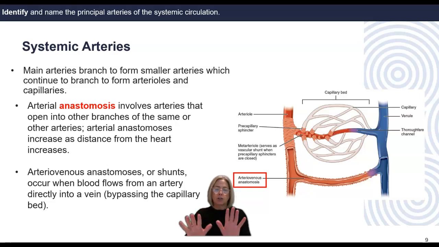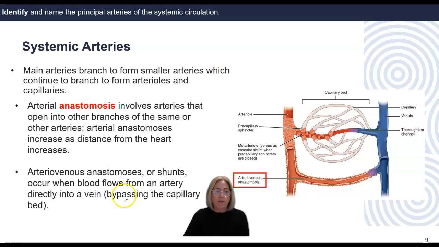So the main arteries, as you move away from the heart, branch and form smaller arteries, which continue to branch to form arterioles and eventually capillaries, right? You can have an arterial anastomosis, which involves arteries that open into other branches of the same or other arteries. And arterial anastomoses do increase as the distance from the heart increases.